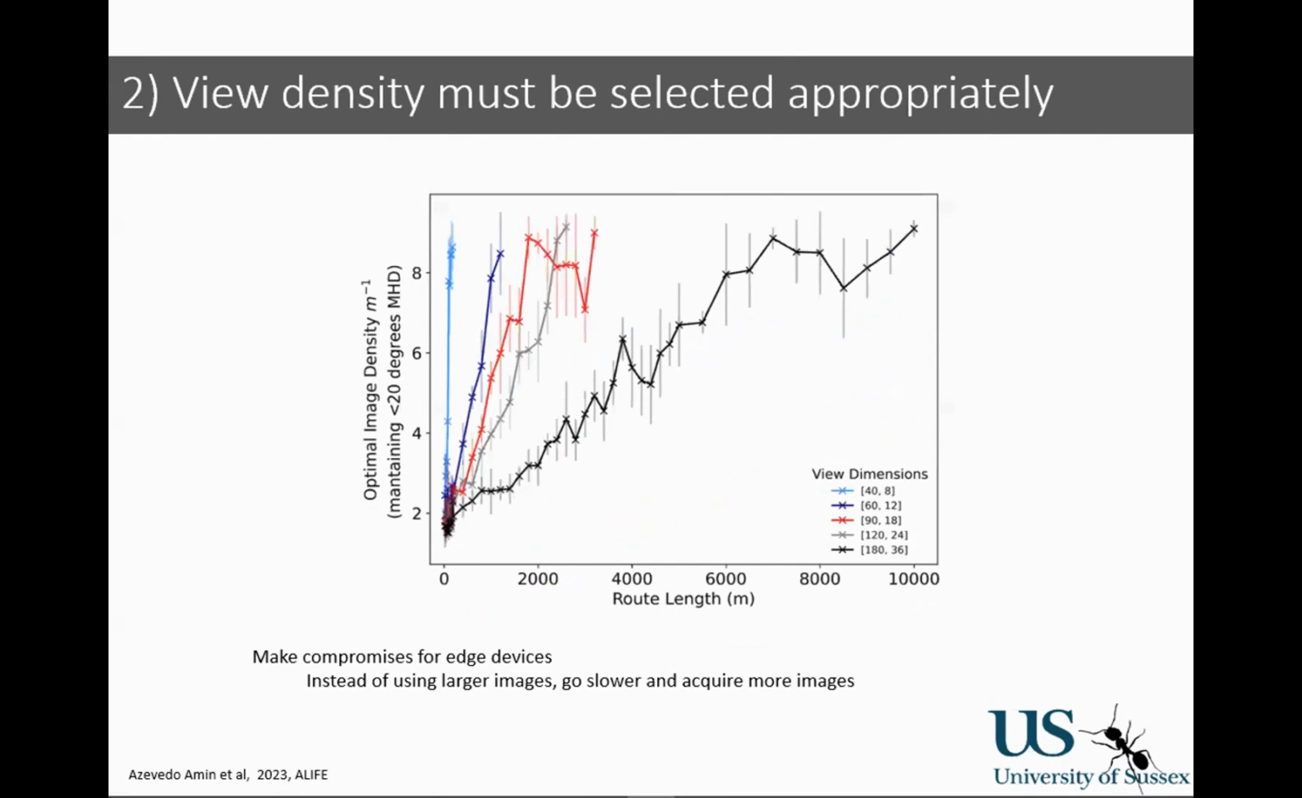Similarly, view density must also be selected appropriately. So by view density, what I mean is number of images acquired per meter as you're traversing the route. And if you're acquiring the images at a consistent rate, so something like 20 frames per second, for instance, this is analogous to your speed. And what this plot shows is that at a set distance, for smaller resolutions, you need more images to maintain the same navigational quality. And I think this is a bit like making up for a lack in spatial resolution by considering the temporal domain. It's a bit like when insects go slower when they're learning, perhaps.